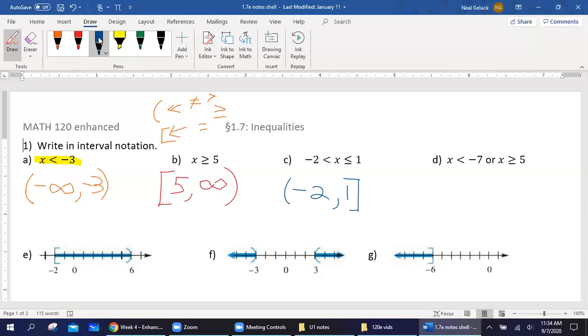For letter D, x is smaller than -7. So just looking at the smaller than -7 part, that would be from -infinity to -7. And I put a parenthesis on -7. Or, mathematically, it's going to be the union symbol. It's a big U. X is greater than or equal to 5. So that means from 5 to positive infinity. Since it could be equal to, we put a bracket. Infinity always has a parenthesis on it.